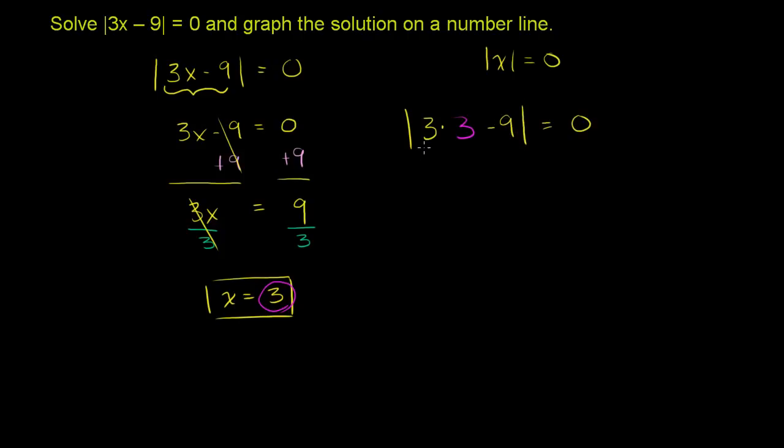So what's this going to be equal to? 3 times 3 is 9. So it's the absolute value of 9 minus 9, which is the absolute value of 0, which is indeed 0. So it does indeed equal 0. And we are done.